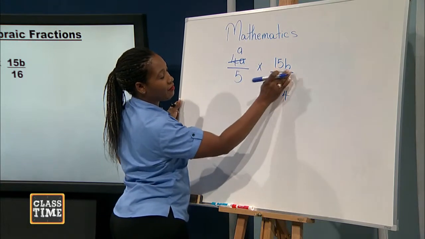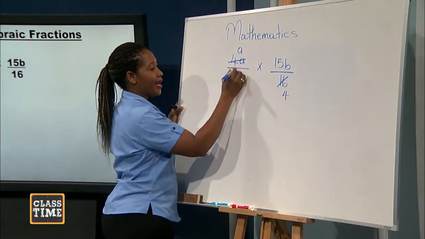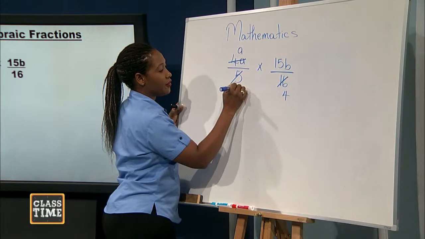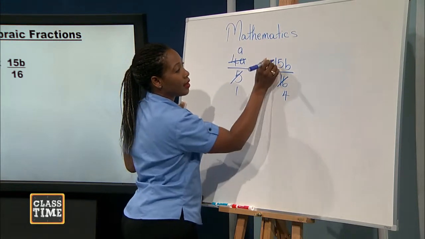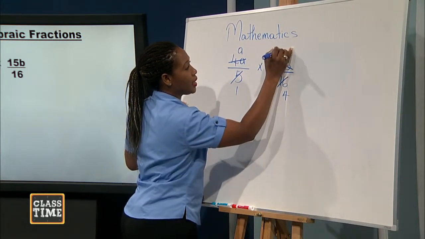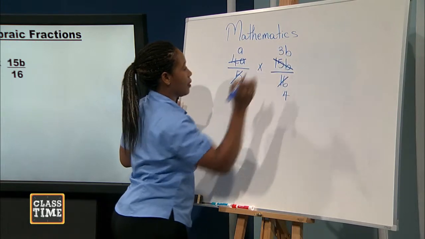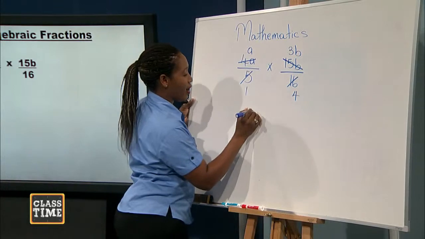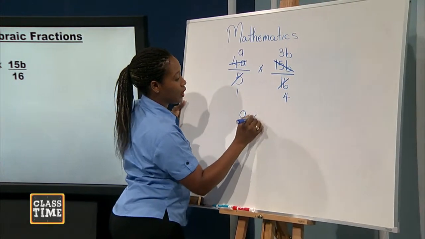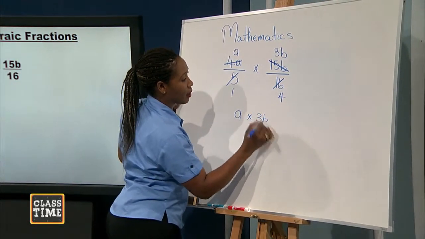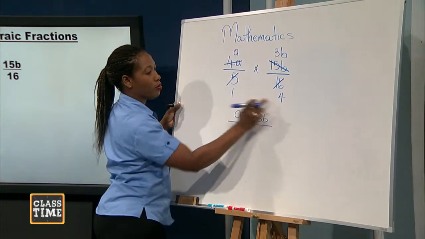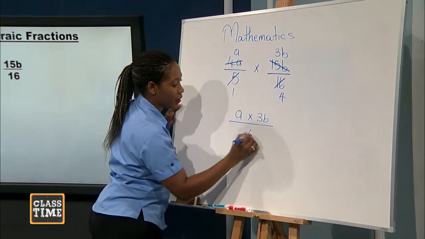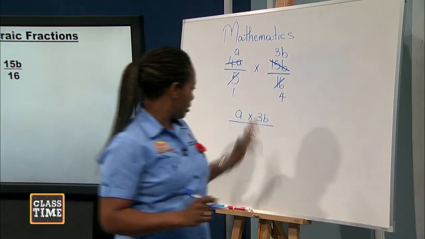And then I have 5b and 5. 5 is the highest factor. 5 into 5 goes once. 5 into 15b gives me 3b. All right, so let me rewrite what I have now. So I have a multiplied by 3b, all divided by 4 multiplied by 1 gives me 4. That looks right to me.